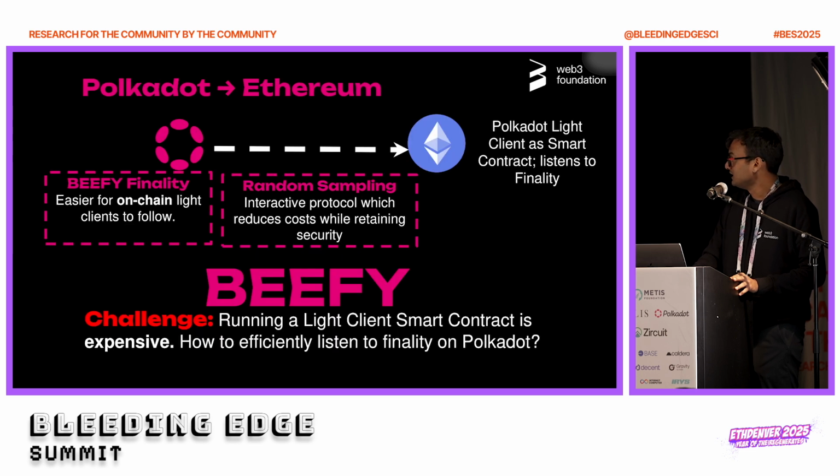And yeah, so the main challenge of running a light client smart contract is that it's expensive, right? So the idea is how do you make it as efficient as possible? And here is where Beefy comes in. It's a protocol where we add an additional layer of finality on Polkadot so that it makes it easier for on-chain light clients to follow it. And then we have an interactive random sampling protocol, which reduces the cost while still retaining the security.